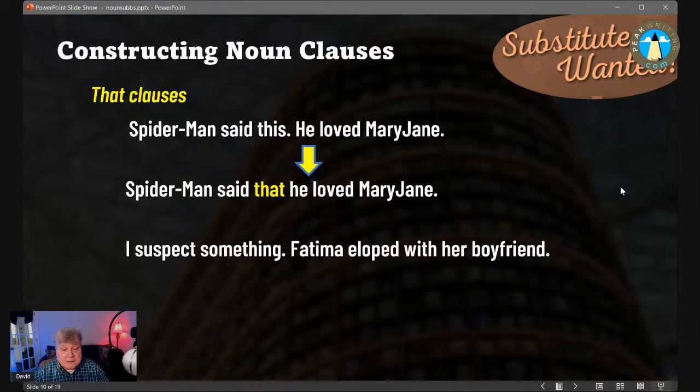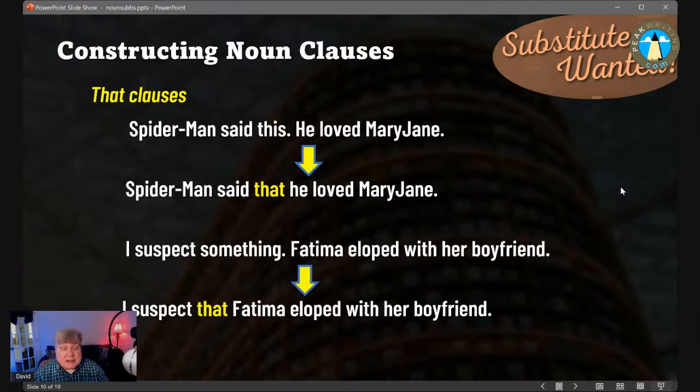I suspect something. Fatima eloped with her boyfriend. And again, we simply put that, which changes the second clause, the independent clause, into a new restrictive dependent clause. I suspect that. Now, you might hear something like, Spider-Man said he loved Mary Jane, or I suspect Fatima eloped. And that's okay for conversation. But in academic writing, it's better to go ahead and put the that in there.